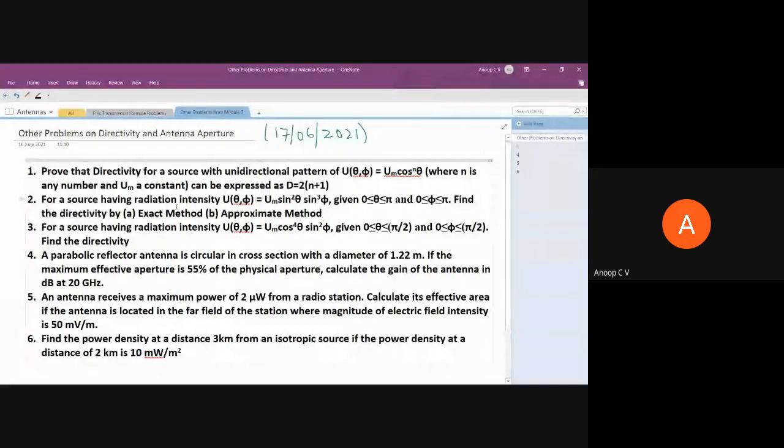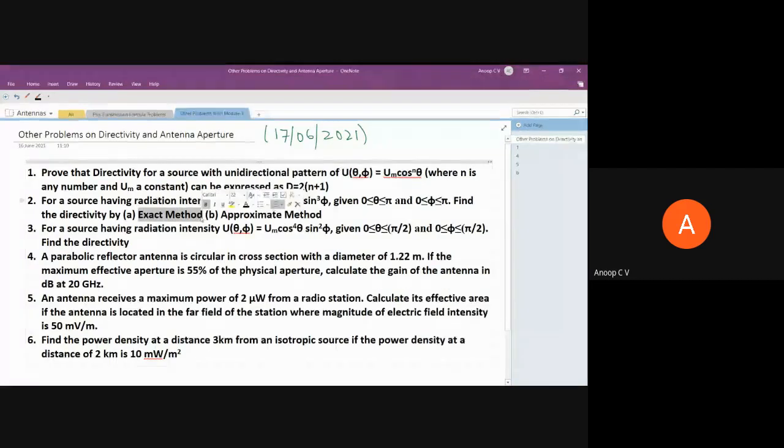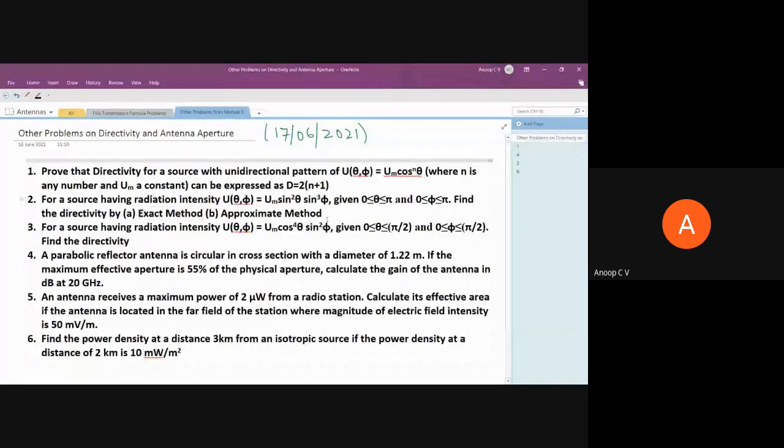For a source having radiation intensity U of theta comma phi equal to Um sine square theta sine cube phi, given theta from 0 to pi and phi from 0 to pi, find the directivity by exact method and by approximate method. Now please solve only the directivity by exact method. By approximate method you can solve later. Please solve this and let me know the answer.